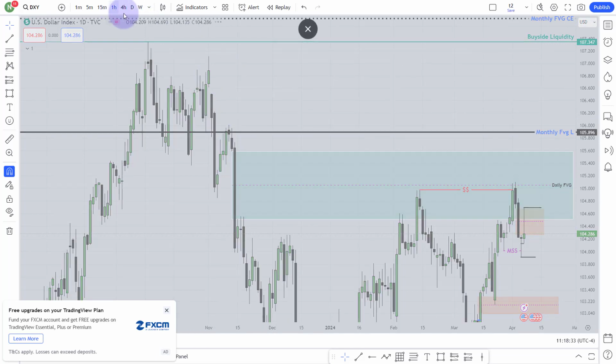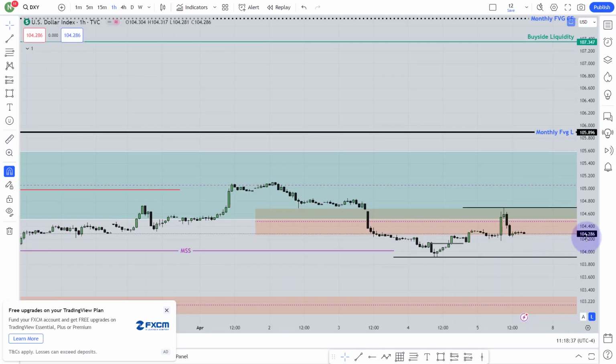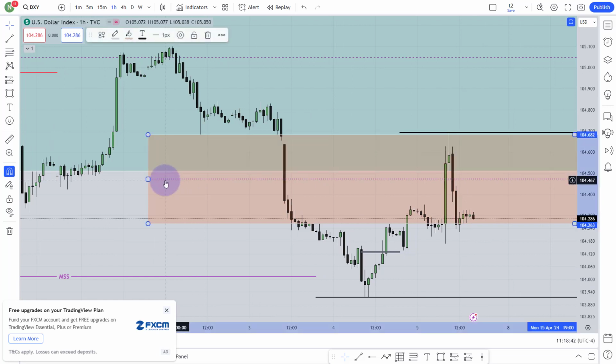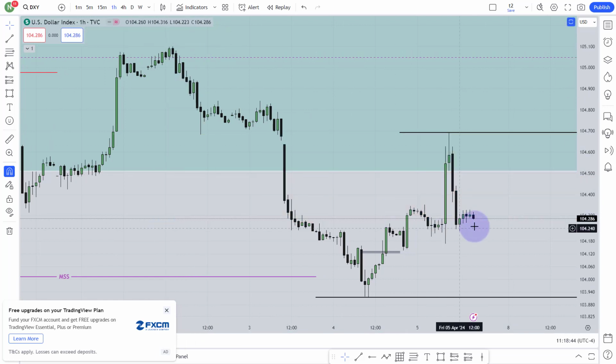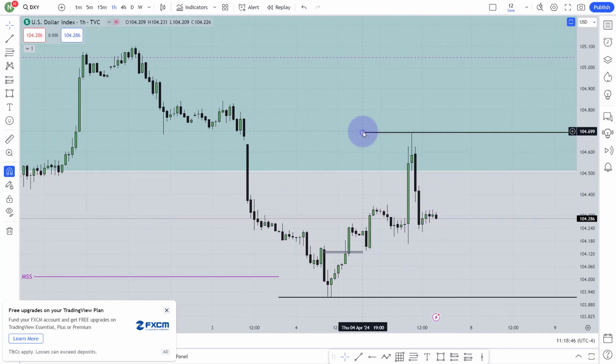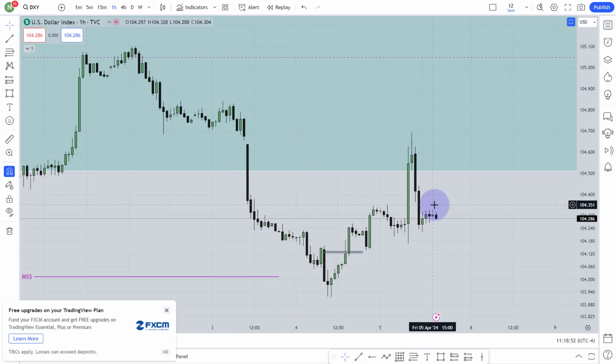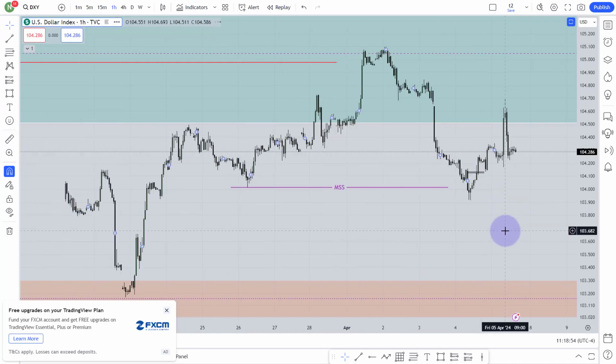Okay. So let's go to hourly chart and we will see what we can get from the hourly chart. So from hourly chart, I'm gonna remove this daily fair value gap now. If you want, you can keep them on your chart. There is nothing wrong with that. So over here, okay, so this is the hourly fair value gap.